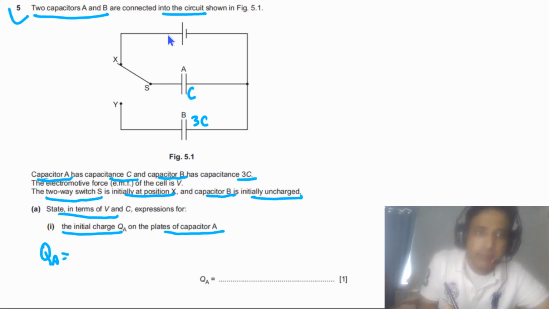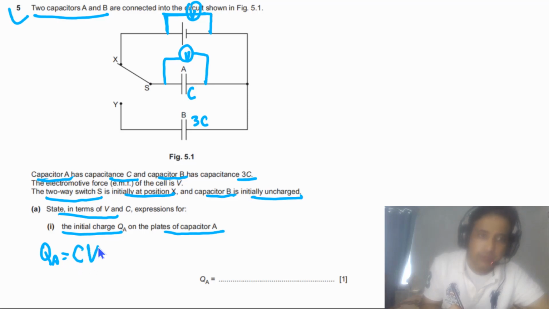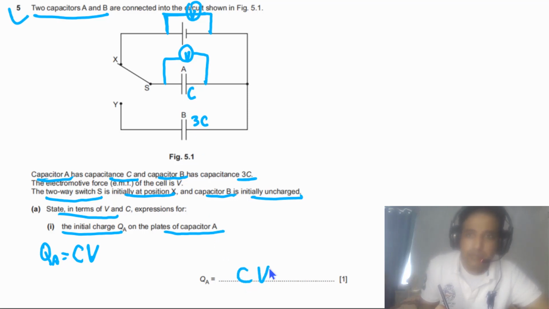EMF of the cell is given to us, that is equal to V. We are assuming the cell has no internal resistance. So the PD across this capacitor also has to be equal to V when this is fully charged. So QA simply has to be equal to C times V because the capacitance of this capacitor is C. And this question has only 1 mark. If you have written CV, you will get 1 mark.